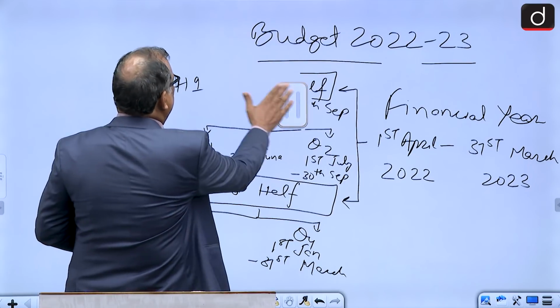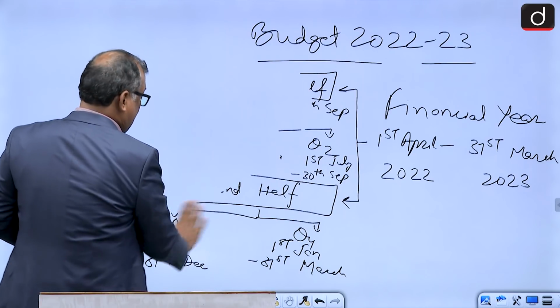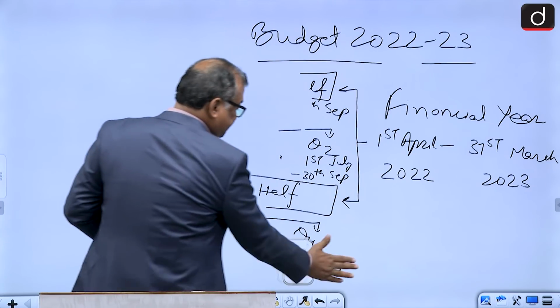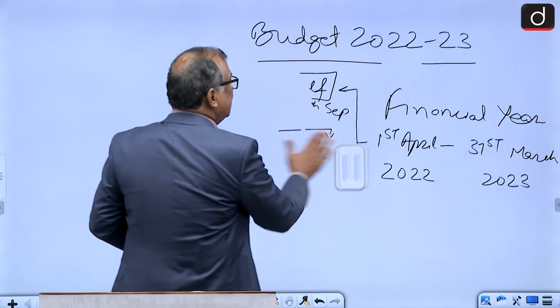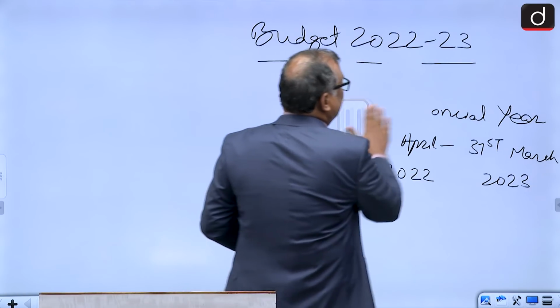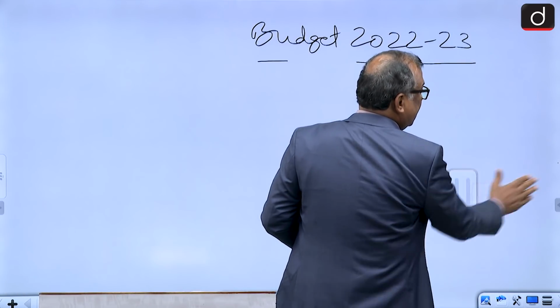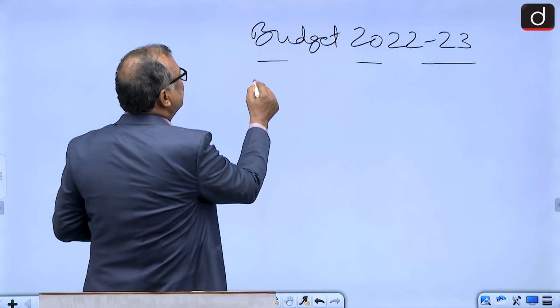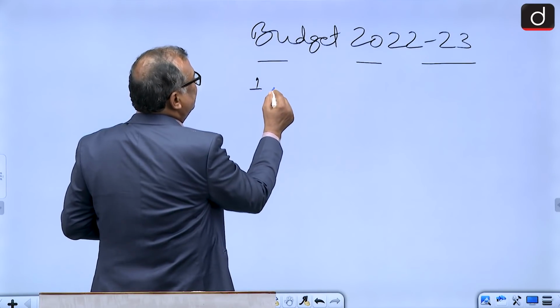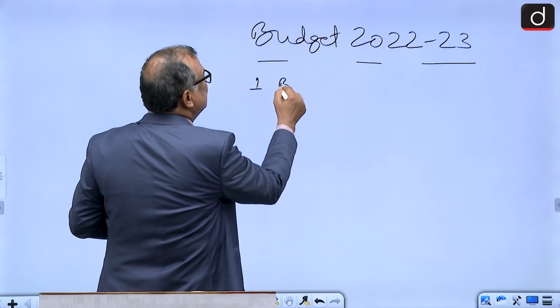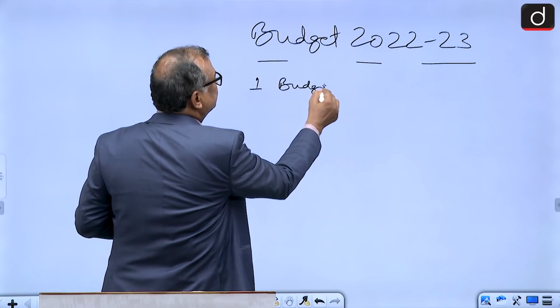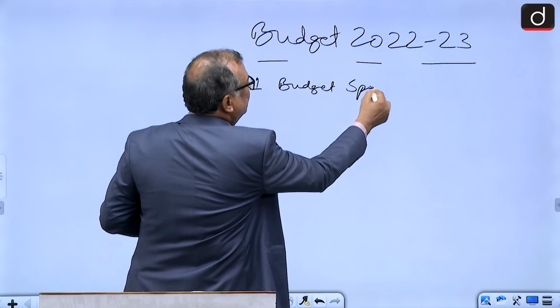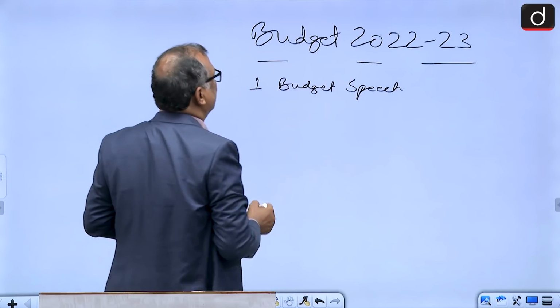You have just to keep in mind all these things. Apart from these things, we have to know about budget also this way, that while budget is presented, many kinds of documents are available. One is budget speech, which is delivered by the finance minister.